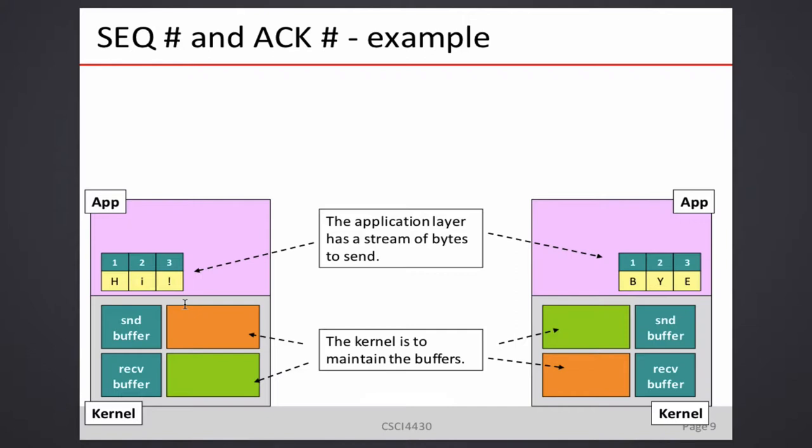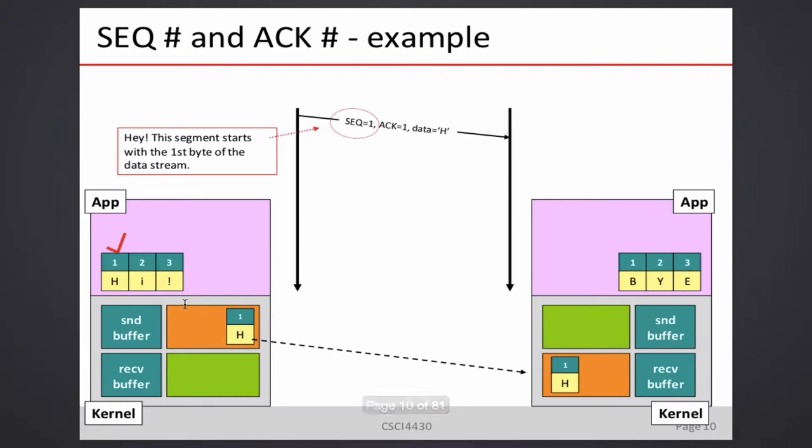Okay? So what should they do? This guy will start the transfer. Let's imagine like this. I don't know why you choose to send using the write system call with size 1. Okay? So then this buffer you want to send out, the first byte, will send out H.